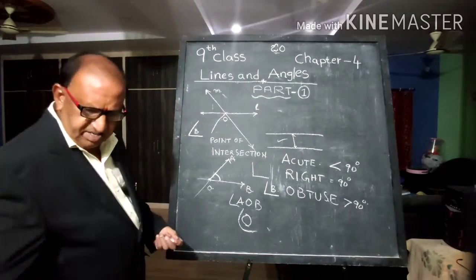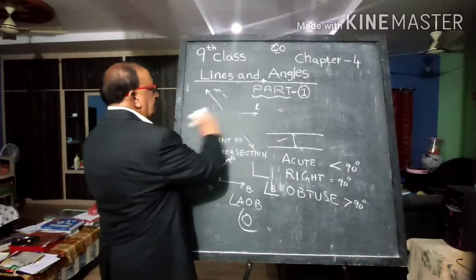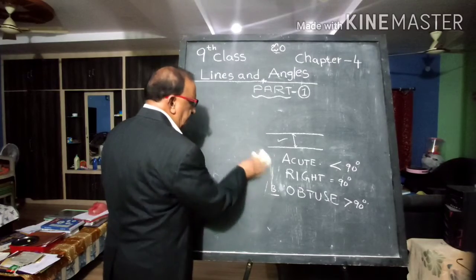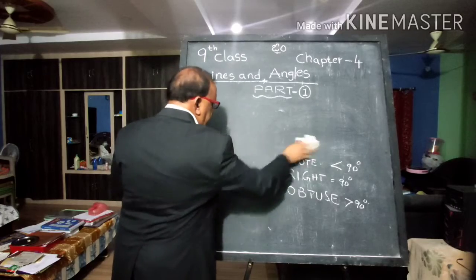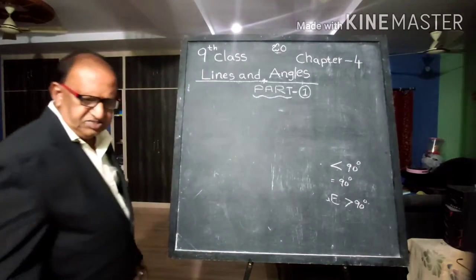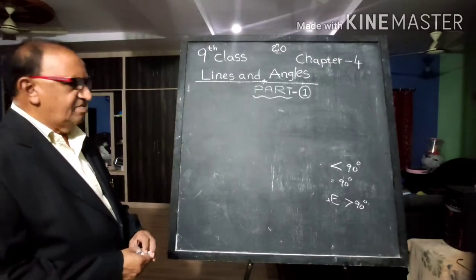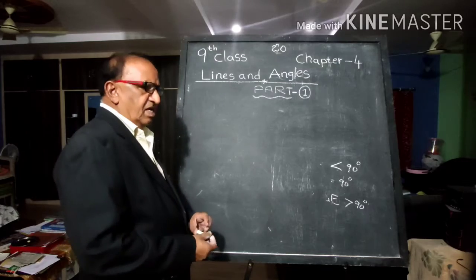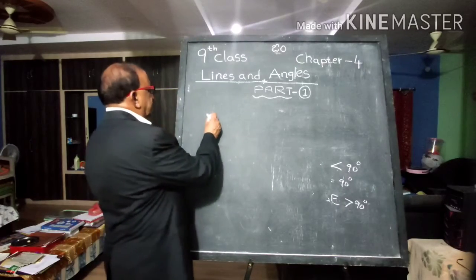Now let me go back and explain what those three angles are, and then I will close today's lesson. And before, of course, I close the lesson, again I will summarize what I taught you. And here it is, complementary angles.